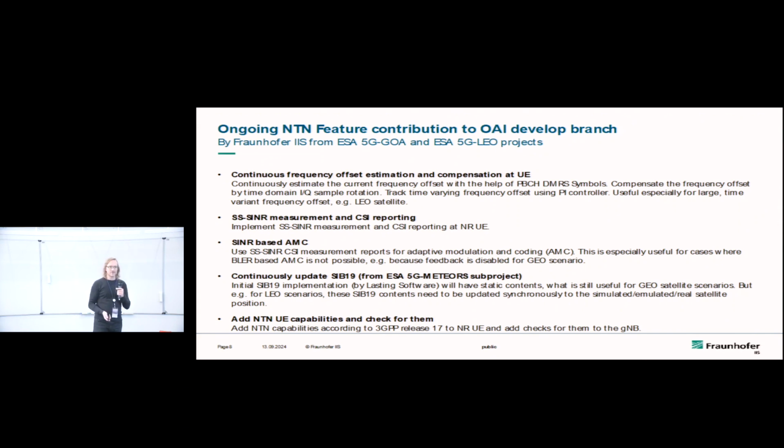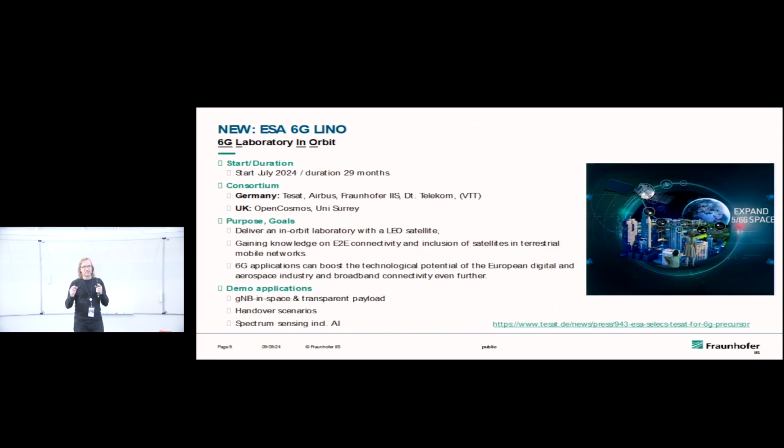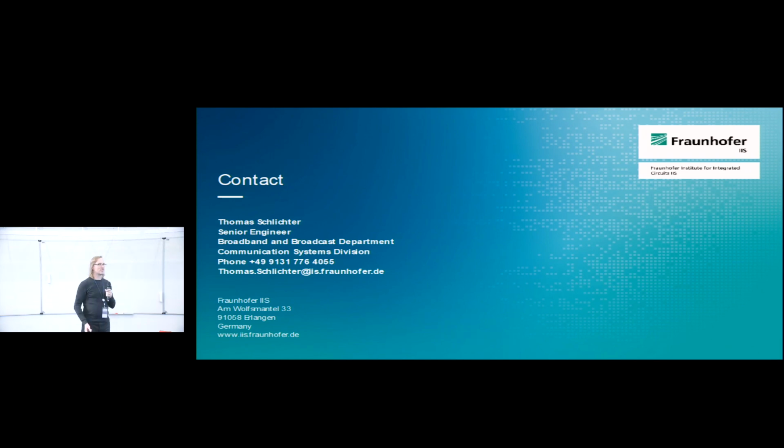Yes, and then NTN UE capabilities. I mentioned before the 6G Lino project. I said we want to build up satellites. So this is some information about the 6G Lino project. Just started, very challenging because the time is very small. The budget is relatively small. 8 million is not too much for a real satellite, including the launch. Yes, LEO satellite. Gonna be interesting. I think that's it indeed. So there are my contact slides. I hope I'm having time. Thank you very much.